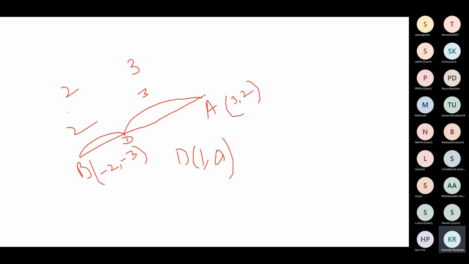Or if you were going by the language here, this is what you should find. I repeat. See children, going by what is given, this is the line segment. This is the point B: -2, -3. And somewhere here is the point A, given by 3, 2.